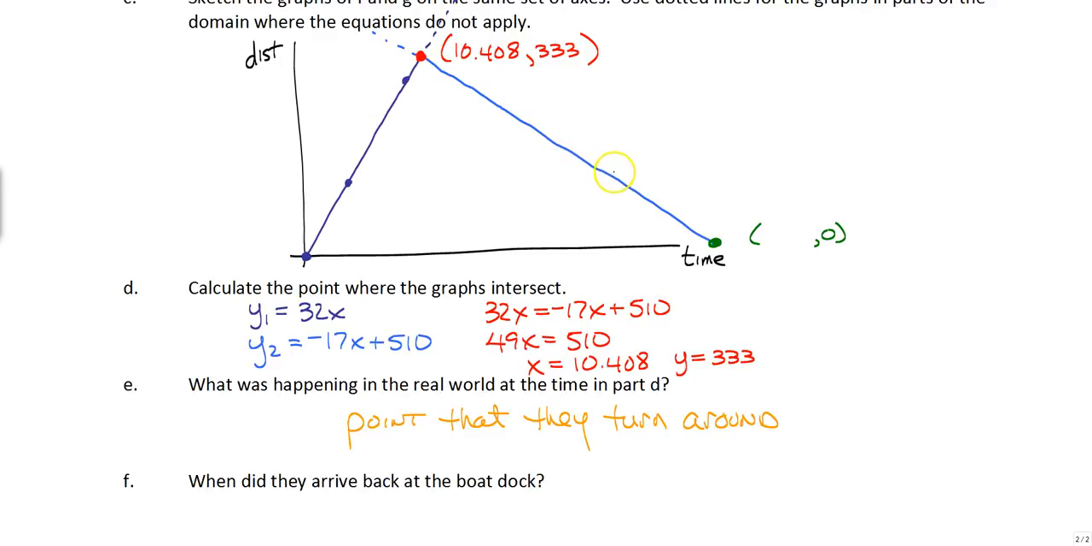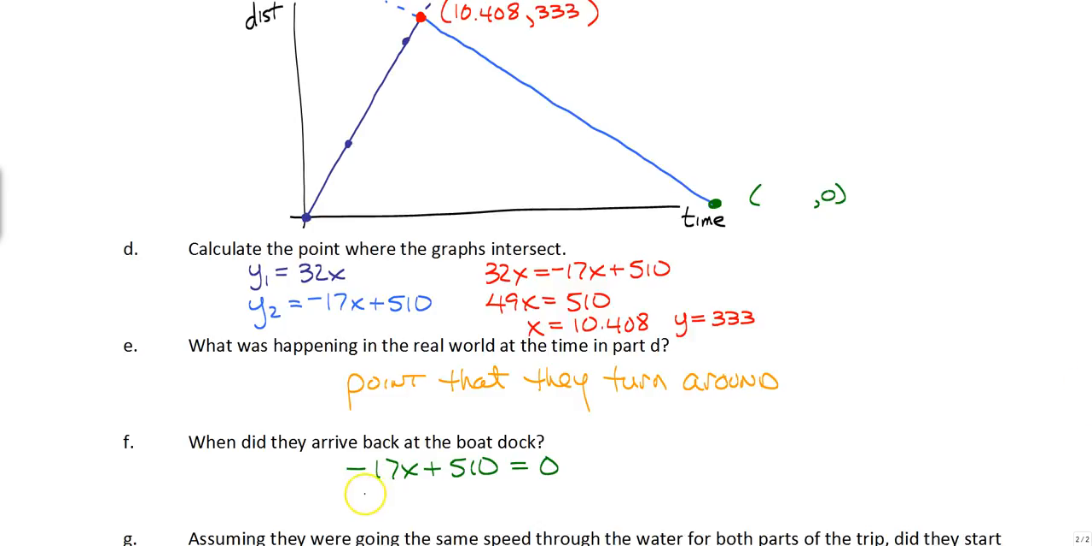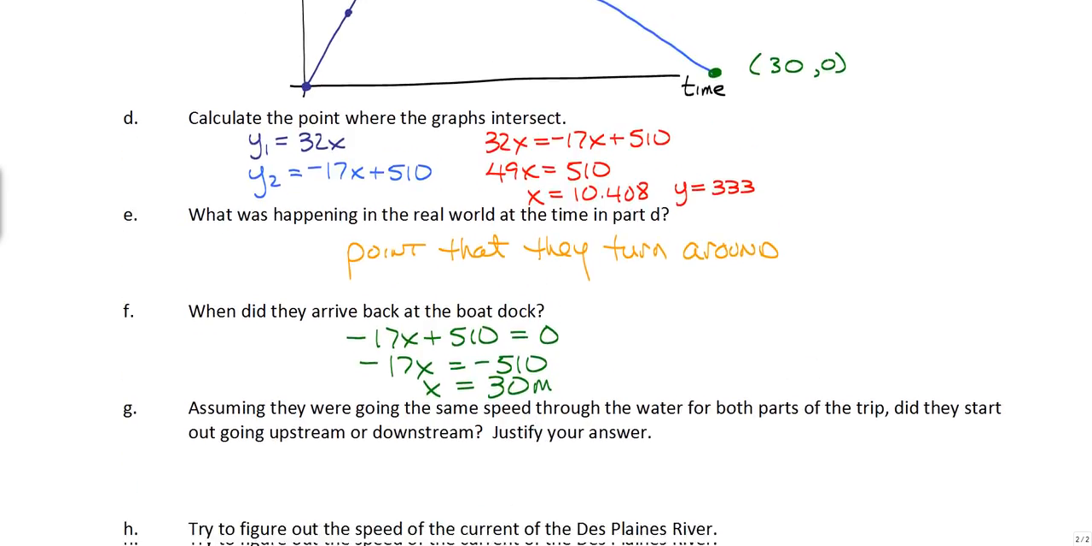This is on the light blue line, so you're going to use negative 17x plus 510 and just set it equal to 0 and find out when they'll be back. Subtract 510 from both sides, you get negative 17x is equal to negative 510, and you will find that x is equal to 30 minutes. So they arrive home at 30 minutes. That's how long it takes them to go out and come back. Alright, so that's all the easy stuff to this problem. Now let's go play with some of the tough stuff.